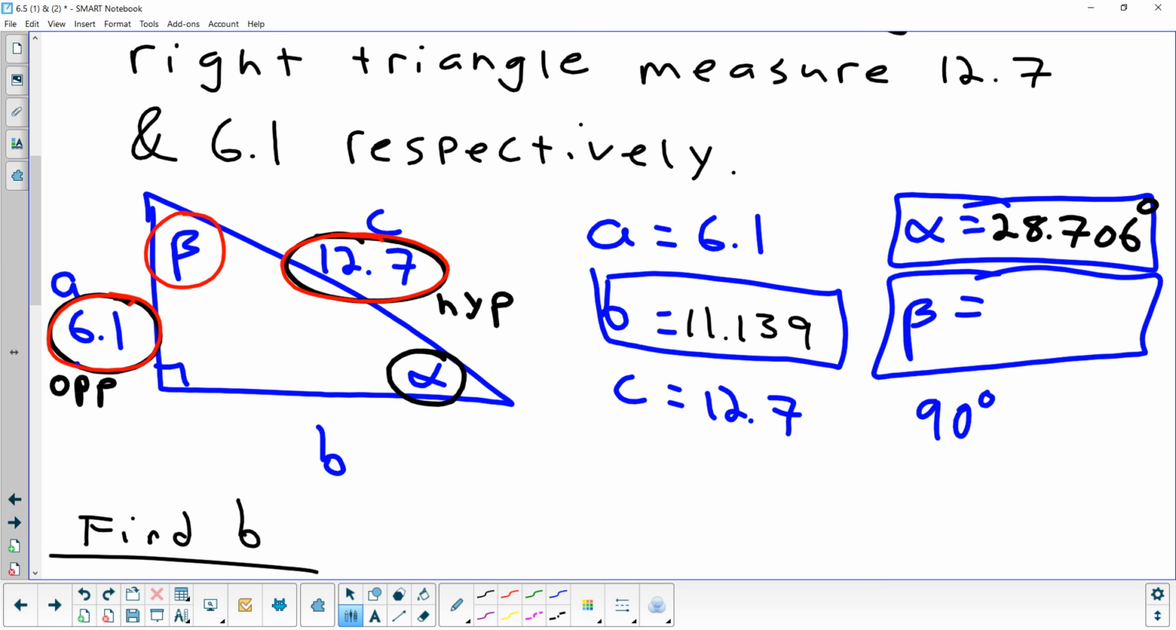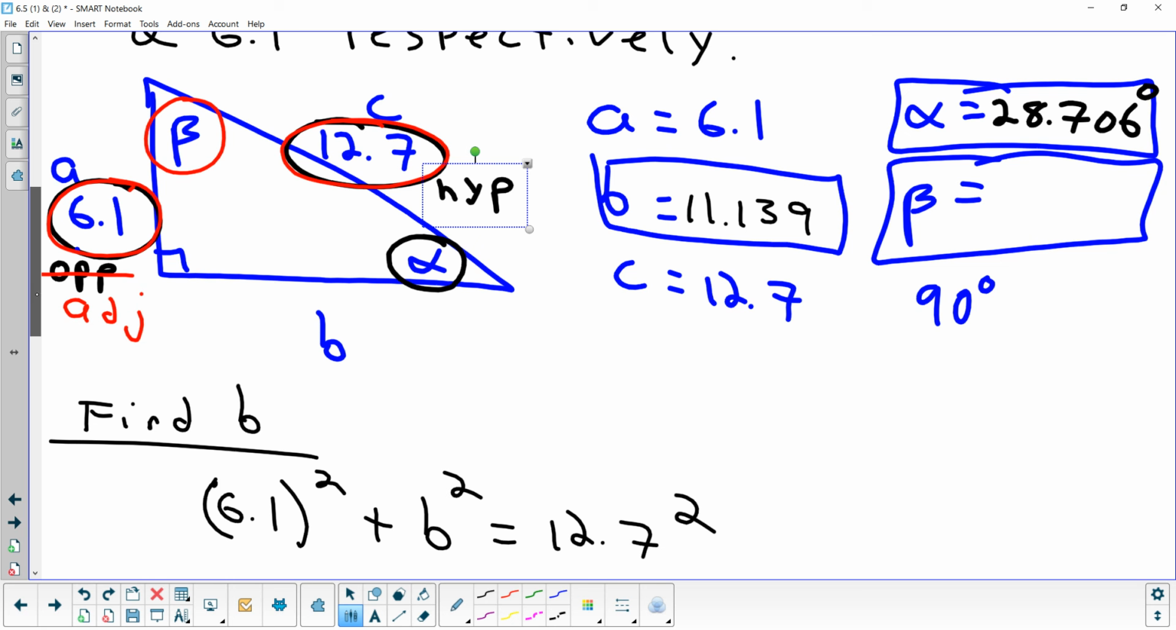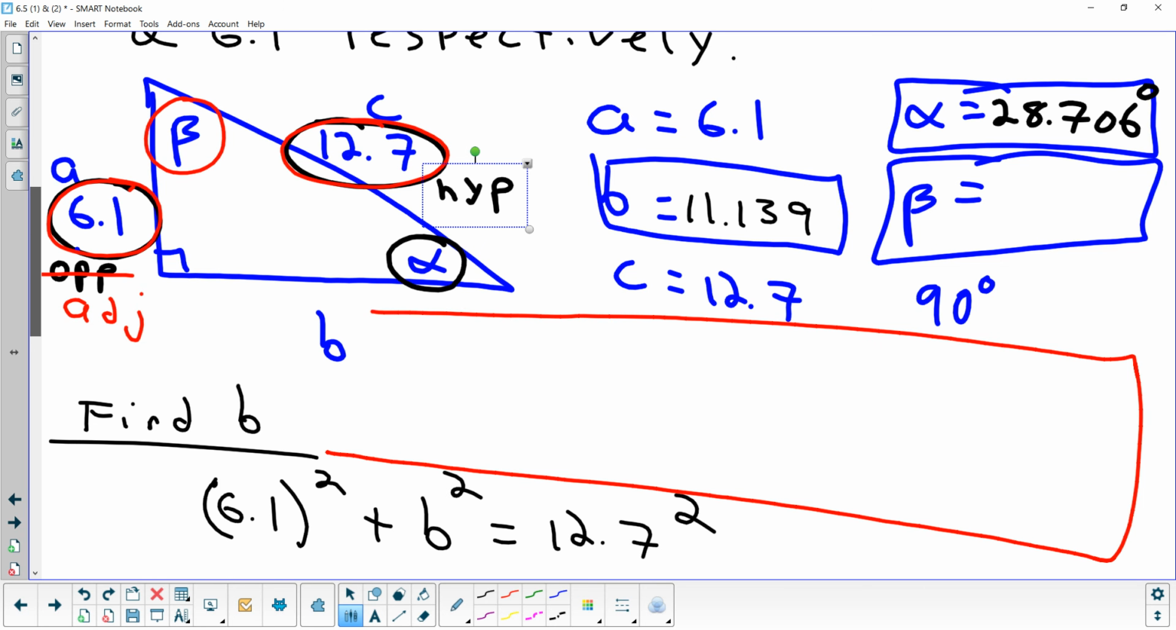Here's the 12.7. Now, from the perspective of beta, what side is the 12.7 now? Yeah? It's still the hypotenuse. There's no change there. What side is the 6.1? Yep. Adjacent. It's now adjacent. If you change the angle you're using, which you have to do in this problem, you have to change the names of the sides. Okay, so now that's adjacent. Adjacent and hypotenuse.